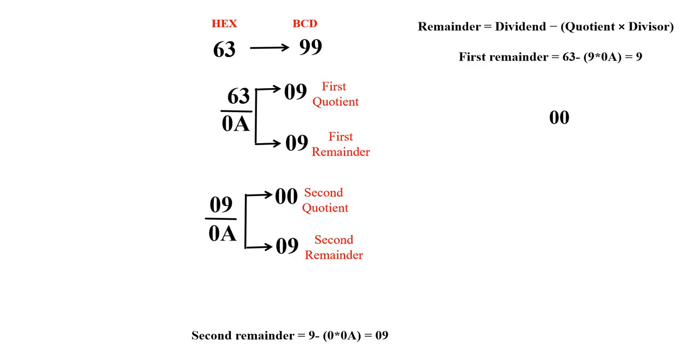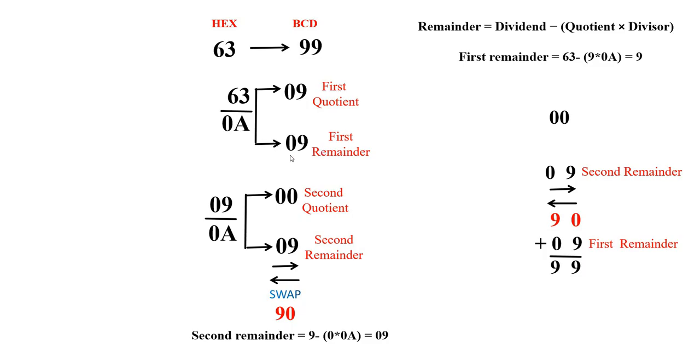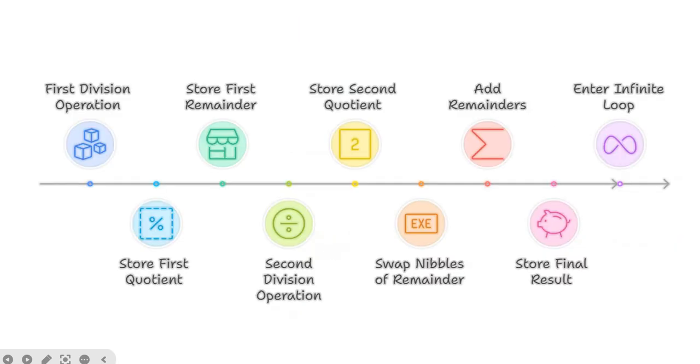Now to get the second part, you have to take the second remainder and swap it, that is 09 will be swapped, you will get 90. The digits of 09 will be swapped, you will get 90. Now to this 90 you have to add the first remainder, that is 09. So you will get 99. So you can store the result like this. At one memory location you will be getting 00 and at another memory location you will be getting 99. So this is your result.